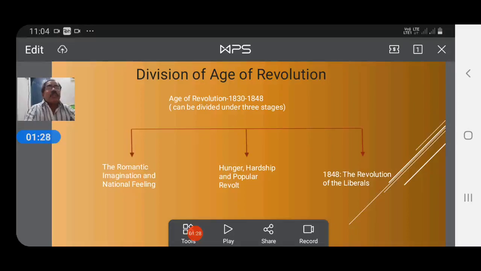An event that mobilized national feelings among the educated elite across Europe was the Greek War of Independence. Greece had been a part of the Ottoman Turkish Empire since the 15th century. The growth of revolutionary nationalism in Europe sparked off a struggle for independence amongst the Greeks, which began in 1821.